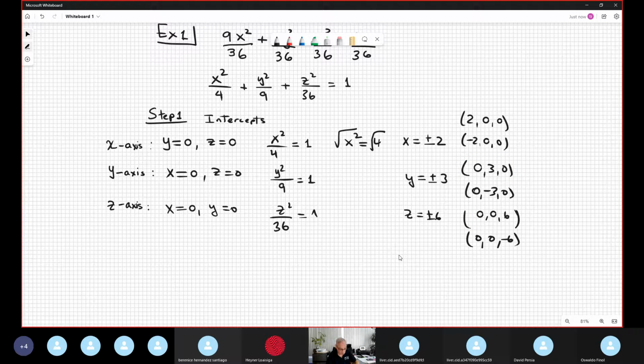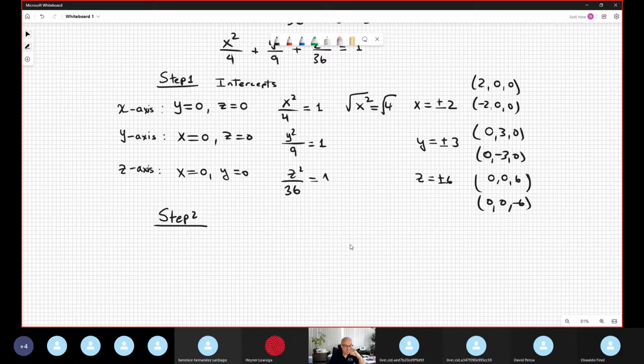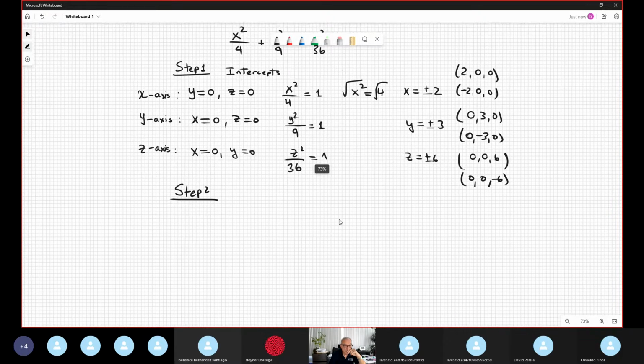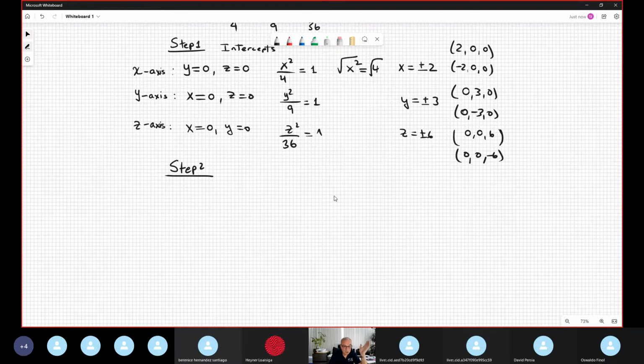Okay, super, cool. Now step 2, to visualize the graph by hand. Exactly what I was doing when I was a student. When I was a student, we had no internet. We had no algebra software. This was very recent, just 10 years ago. We have the traces. Let me explain the traces. A trace is a plane.